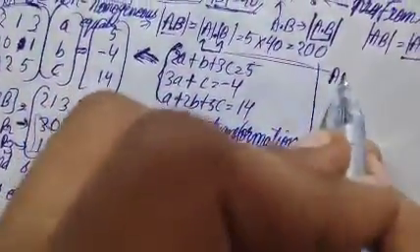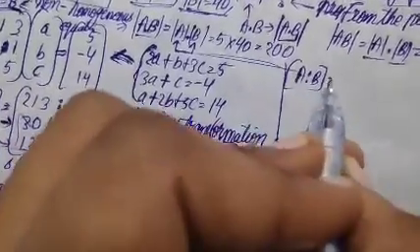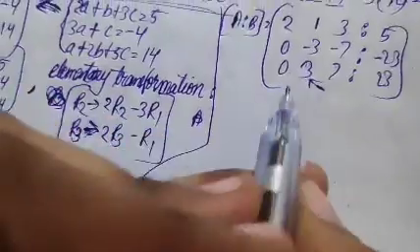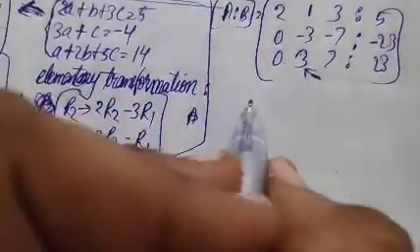the augmented matrix converts into another form, that is 2, 1, 3, 5, then 0, minus 3, minus 7, minus 23, and 0, 3, 7, 23. Since the remaining one element is not 0, let's make this element 0.